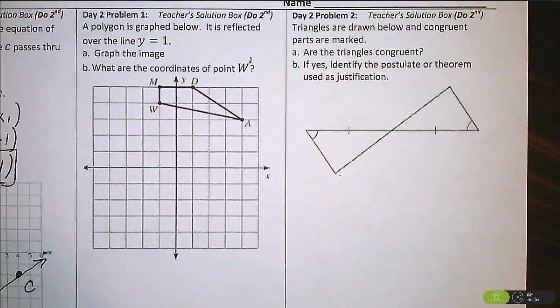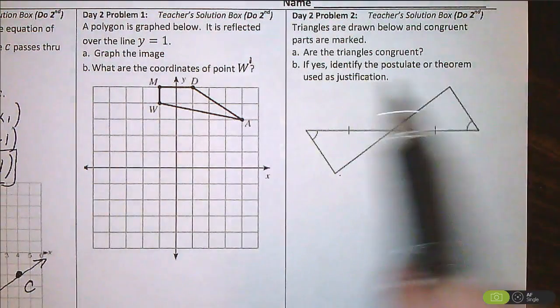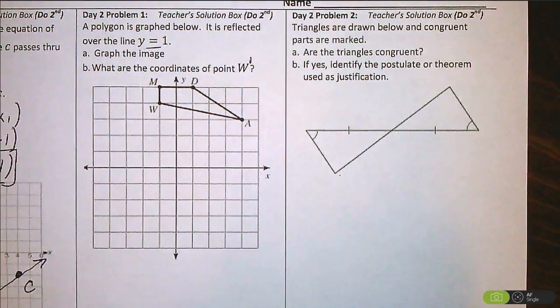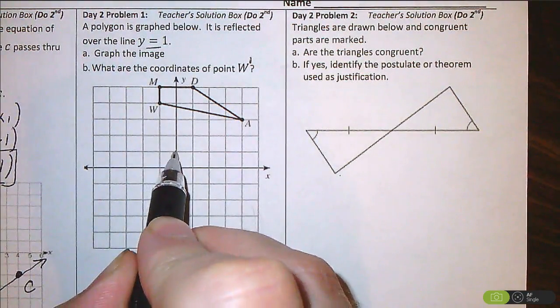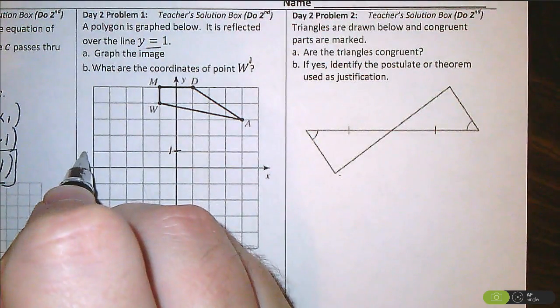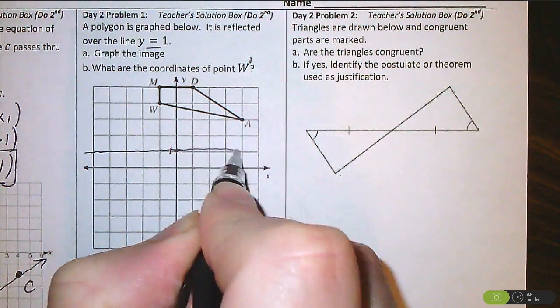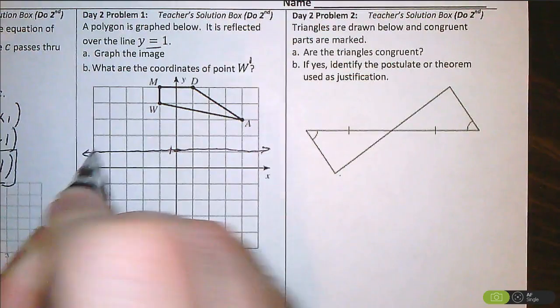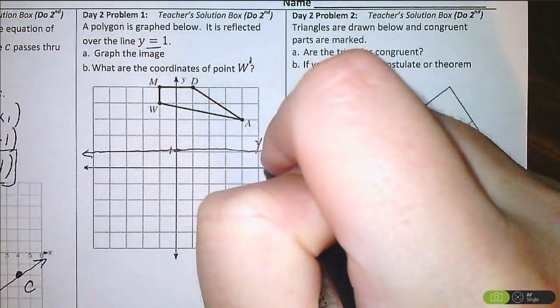Here's the solution for day 2, problem 1. A polygon is graphed below. It is reflected over the line y equals 1. Graph the image. So the line y equals 1 will cross the y-axis here at 1, and it's a horizontal line. This line is our reflection line.